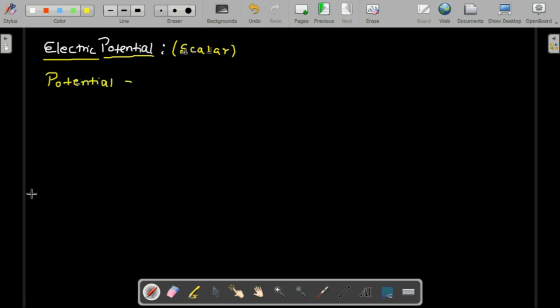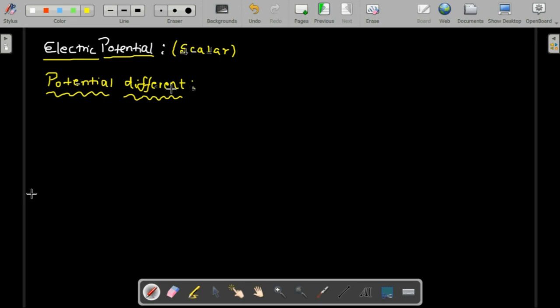Okay, and I hope you understand what potential is. It is the same as the English dictionary meaning. Like someone in the class has great potential to score well in an exam, or someone has great potential to be a sports person, right? So that's the idea of potential.